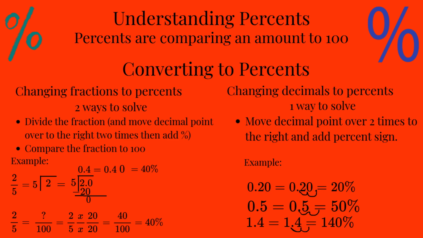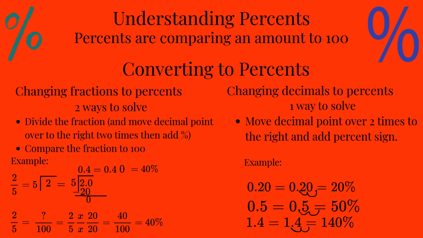Now, changing decimals to percents, there's only one way to solve that. All you do is move the decimal point over 2 times to the right and add your percent sign. I have given a few examples below, so let's look at them. We have 0.20. If I move my decimal point over to the right 2 times, that equals 20%.